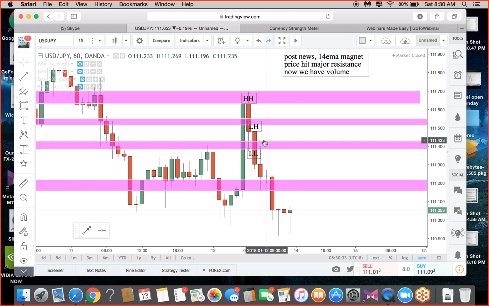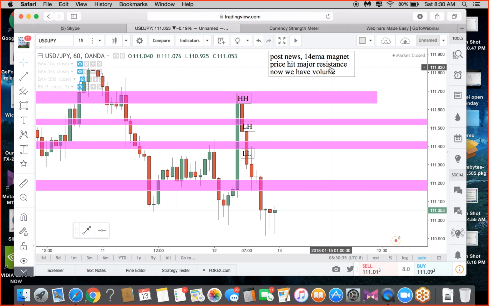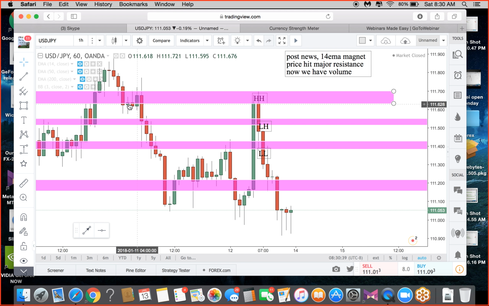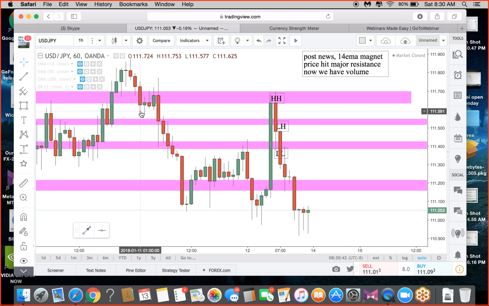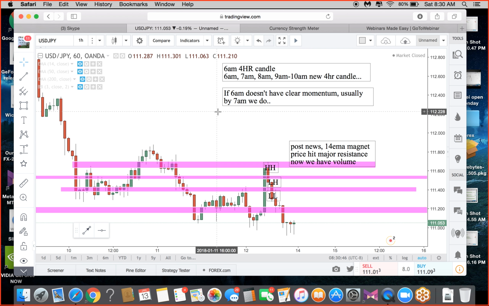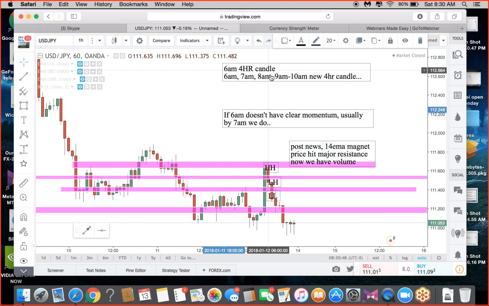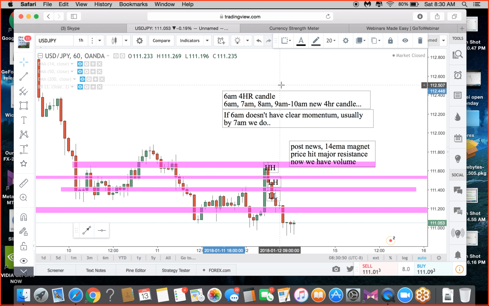So my trick, if I'm trading the morning, is if 6 a.m. doesn't have confirmation, by 7 a.m. I usually do. Right? So New York is 8 or 9 for me. New York session opens at 8 a.m. your time, and you're looking between like 8 to 9 o'clock in the morning.